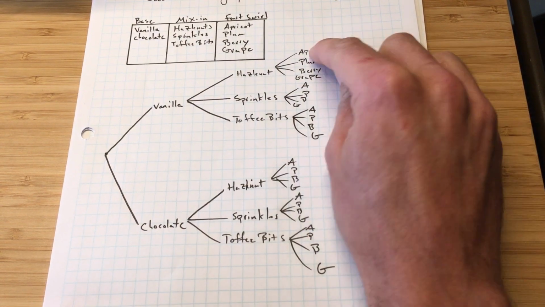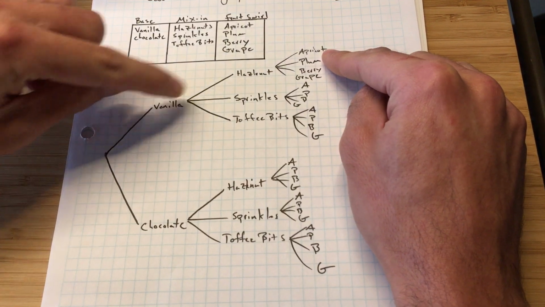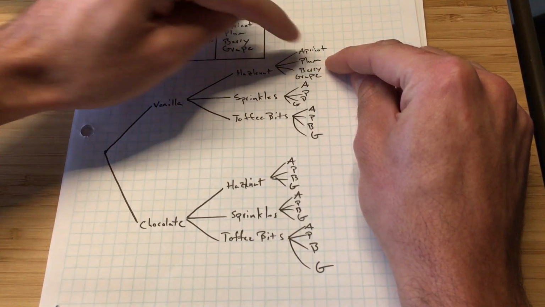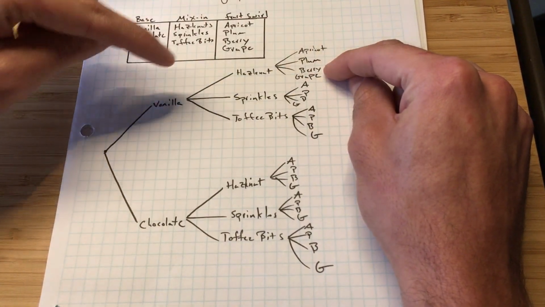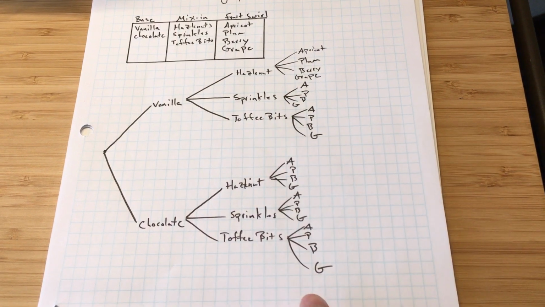So if I come here to the end, let's look at this. What does this mean? I follow the line. It means vanilla with hazelnut and apricot. This right here is vanilla with hazelnut with plum. Vanilla with hazelnut with berry. This is vanilla with hazelnut and grape. And that's what every one of these other letters represents.